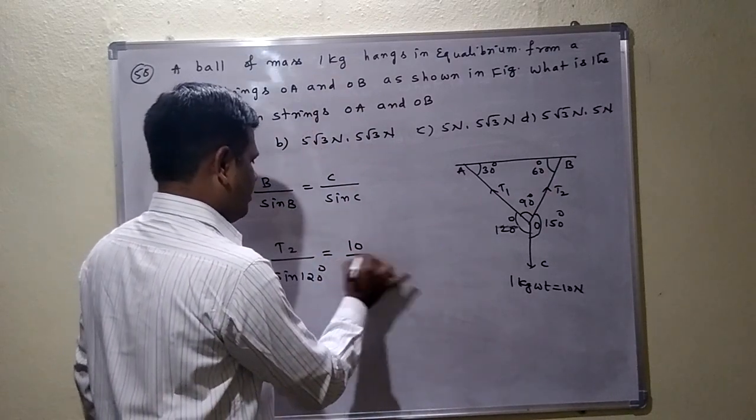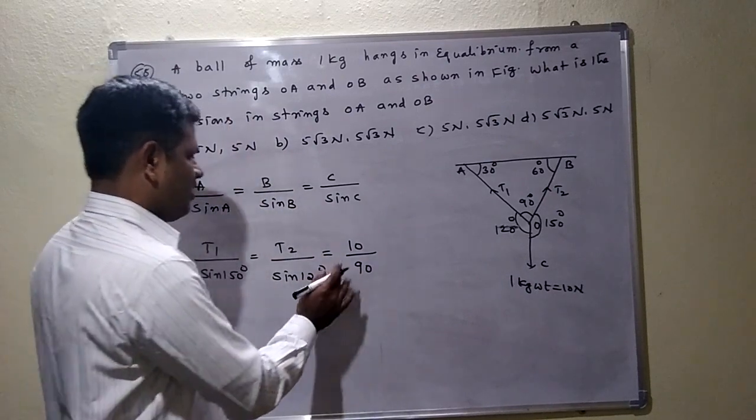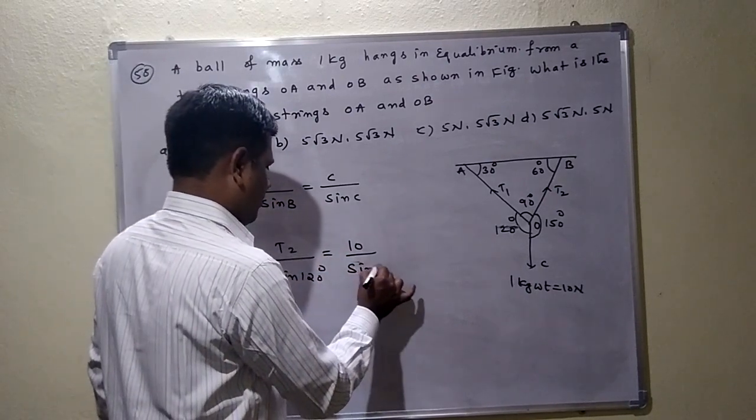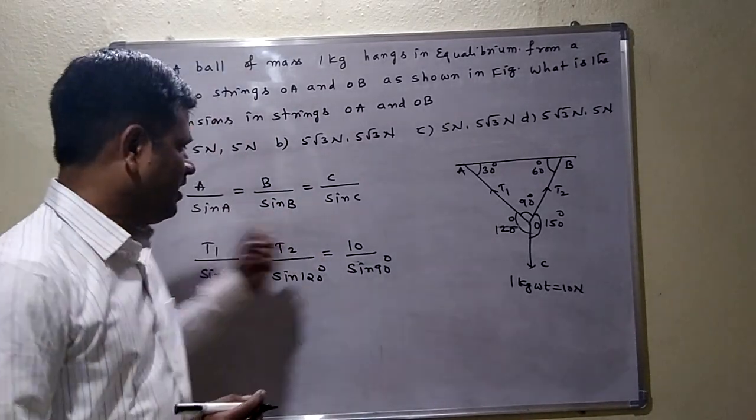That is 10, and its exactly opposite angle is 90. We have to consider the opposite angles here, so sin C means sin 90. This is the writing of the equation.